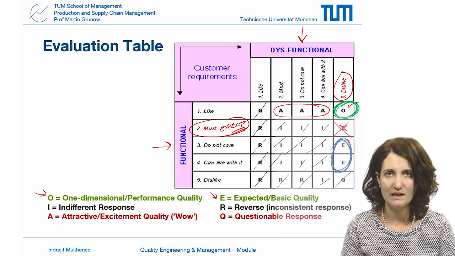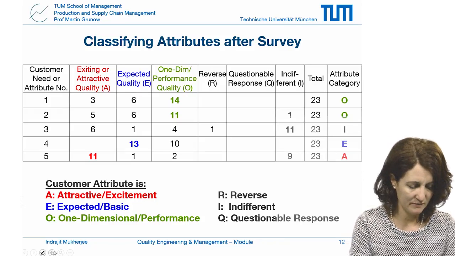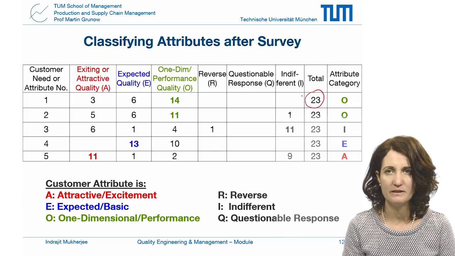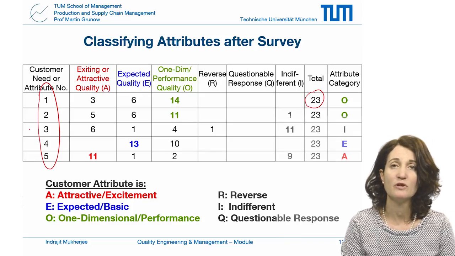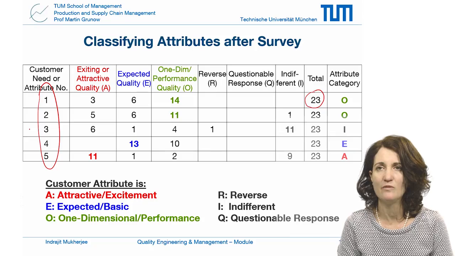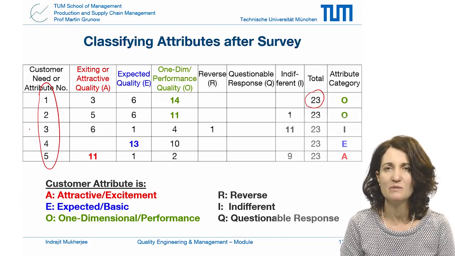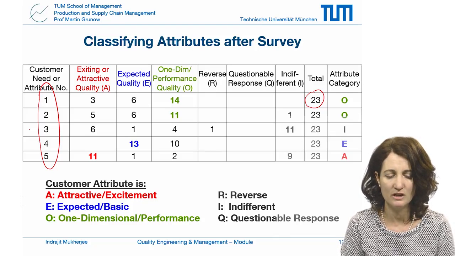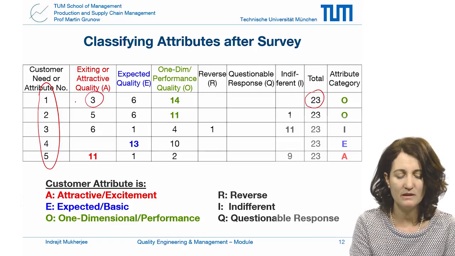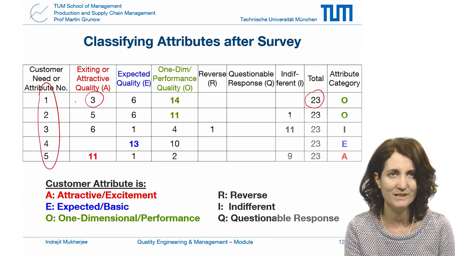So we take that data, and for example, we say, I have a total of 23 respondents, and I have 5 different attributes that I'm looking at. For example, smoking, non-smoking, clean bathroom, non-clean bathroom, bottle of wine, no bottle of wine. So of those 5 attributes, we go ahead and ask them the functional and dysfunctional questions in the Kano questionnaire. And for the first attribute, 3 people, when we put them in the table, found that attribute exciting. It was an attractive quality. It was a wow, a delighter.